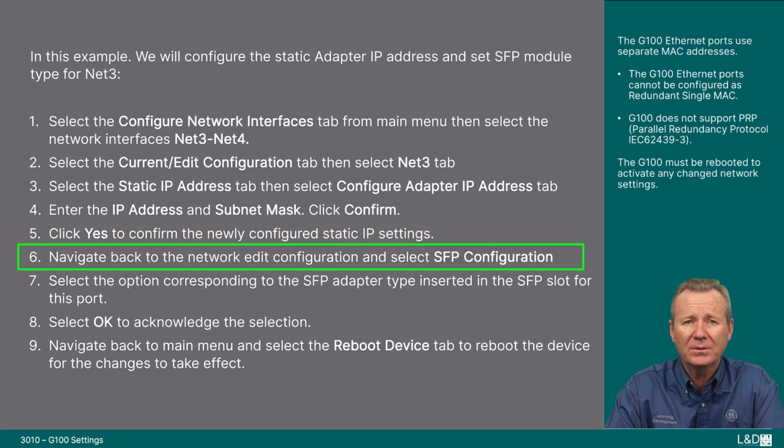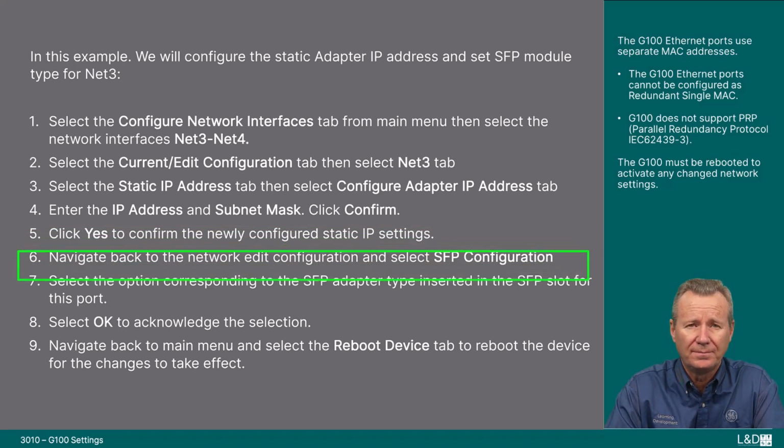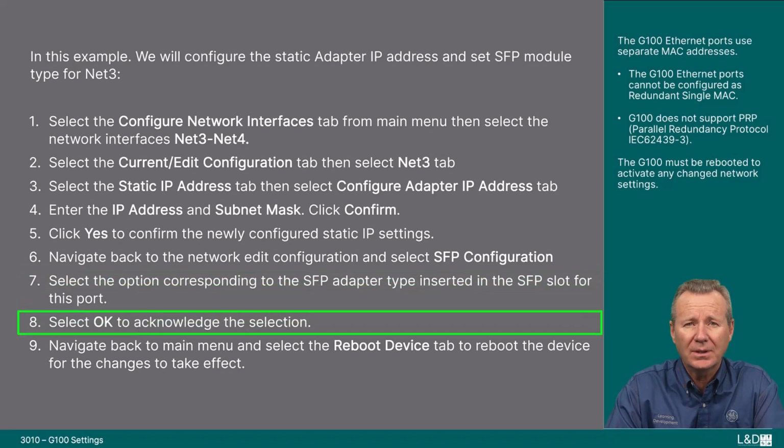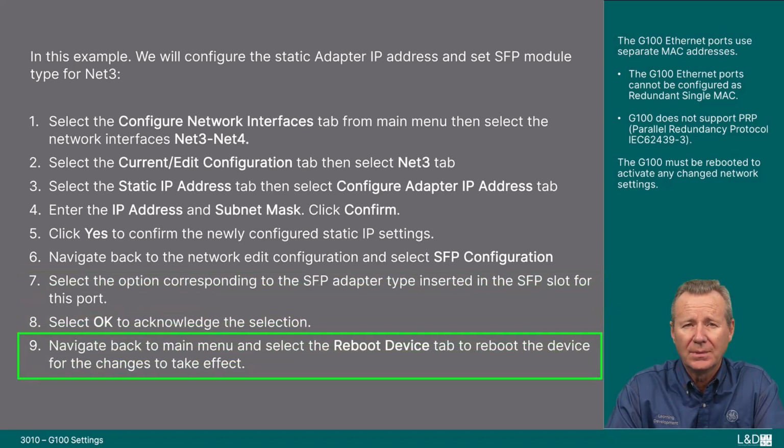6. Navigate back to the network, edit configuration, and select SFP configuration. 7. Select the option corresponding to the SFP adapter type inserted in the SFP slot for this port. 8. Select OK to acknowledge the selection. 9. Navigate back to the main menu and select the Reboot Device tab to reboot the device for the changes to take effect.